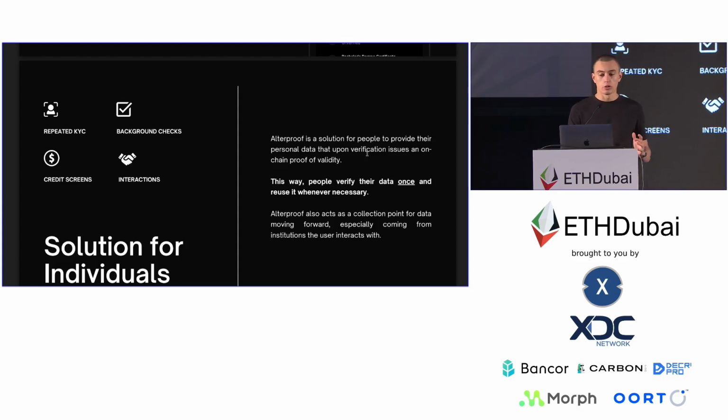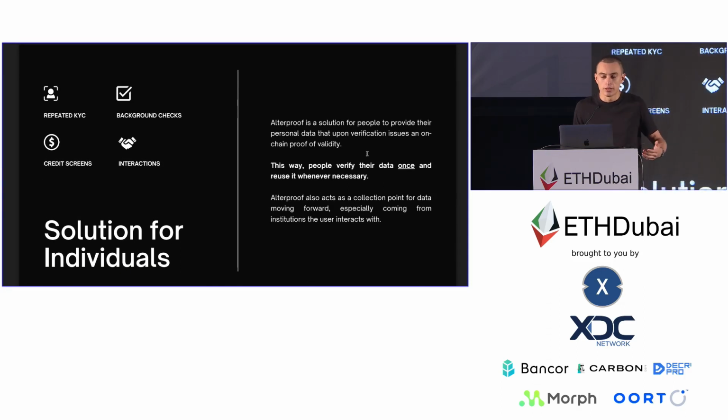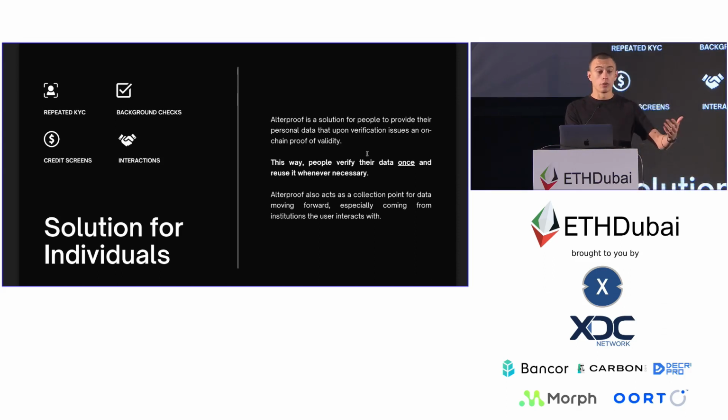So from an individual's perspective, Alterproof is ultimately a place where people can go and provide their personal data history: where I studied, where I went to school, where I worked. Upon verification of that data by the institution, they receive an on-chain proof of validity. That way, people can verify their data once and reuse it whenever necessary, rather than having to go and re-ask the institution for verification when, let's say, they go back to an employer and are going through employment checks. They can just show their verification to say that this has already been verified.